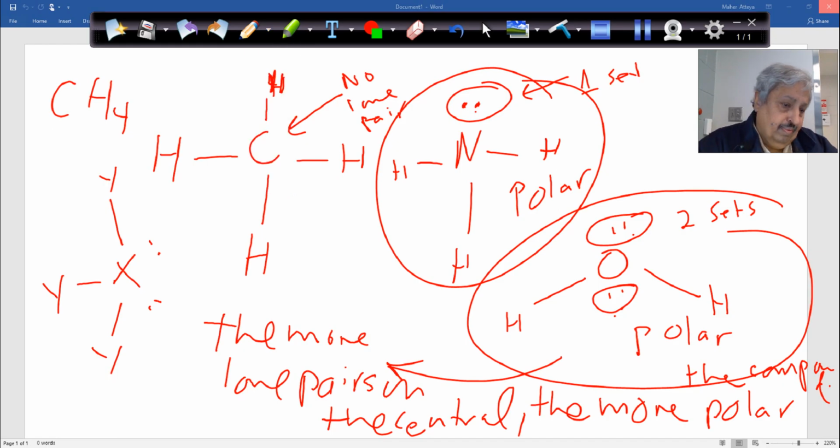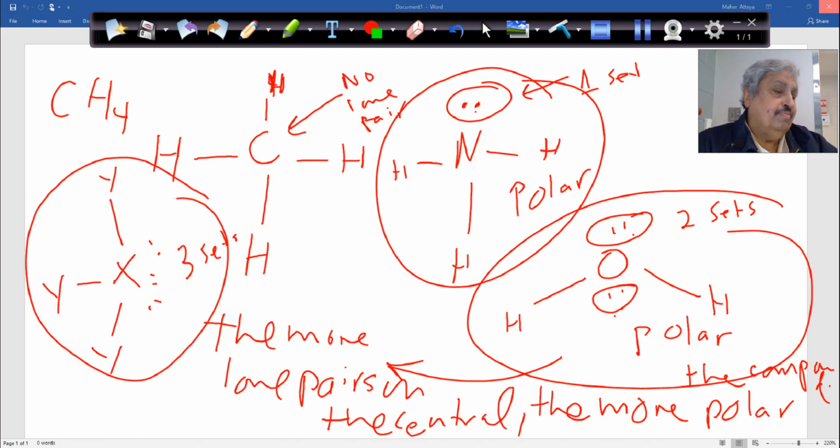Here it is. I have 3 sets now, 3 sets of lone pairs. Which will be more polar? This compound will have more polarity, it is more polar than H2O and ammonia. The more lone pairs on the central atom you have, the higher the polarity.